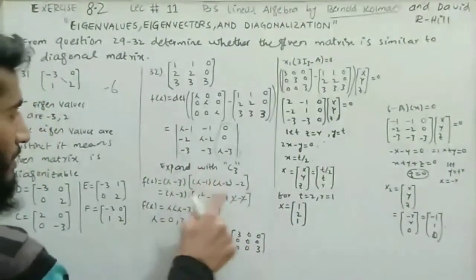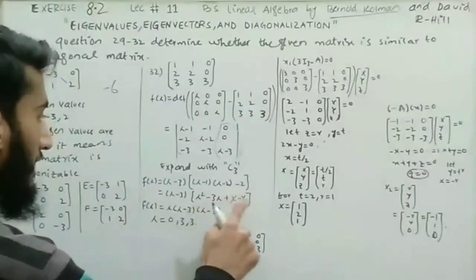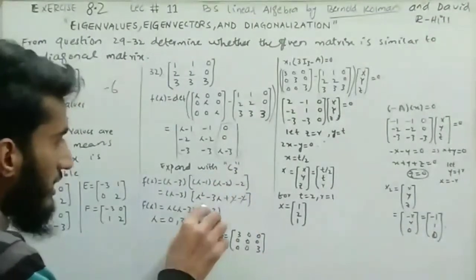So by further simplification inside the square bracket, we get lambda square minus 3 lambda. These cancel with each other. So from over here, take out lambda common.